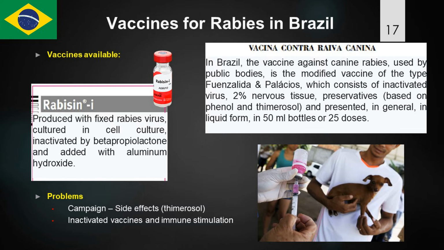However, the government also encouraged the population to vaccinate domestic cats and dogs by providing a vaccine campaign against rabies. Many side effects are reported after the campaign vaccines due to a preservative used in its composition, thimerosal. Inactivated vaccines can lack immunostimulation, so an adjuvant is essential in the composition.